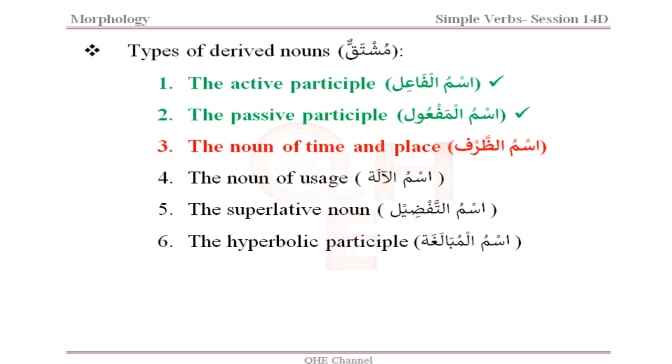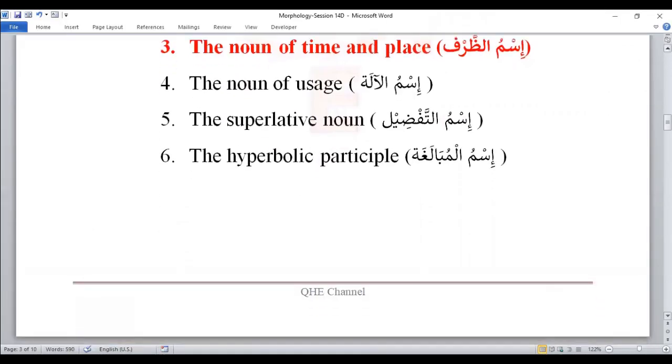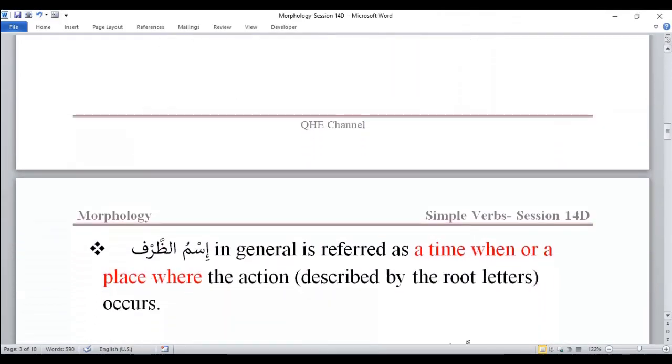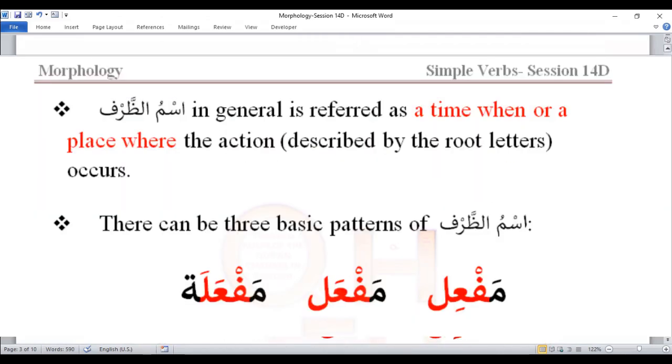So far, alhamdulillah, we learned about the active participle, ismul fa'il. We learned about the passive participle, ismul maf'ul. And today we're going to learn about the noun of time and place, ismul zarf. Now let's learn about ismul zarf. So what is ismul zarf?